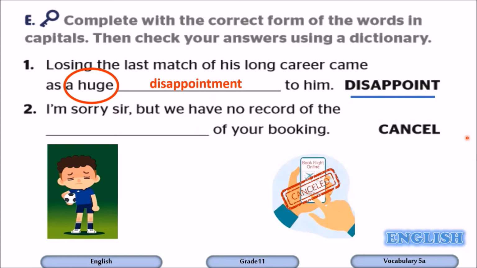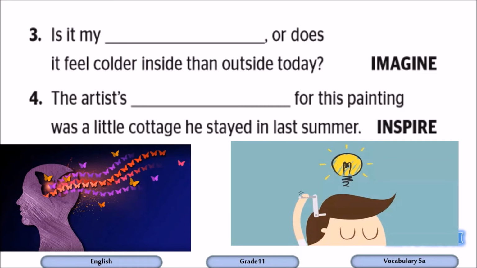Next one, I'm sorry, sir, but we have no record of your booking. We have the verb cancel, and the here requires a noun. Cancellation, we doubled the letter L and we added ation. All right, number 3, it is my. So we have here imagine, which is a verb, and my, this is the possessive pronoun, which requires a noun. So what's the noun of imagine? Imagination. Very good.